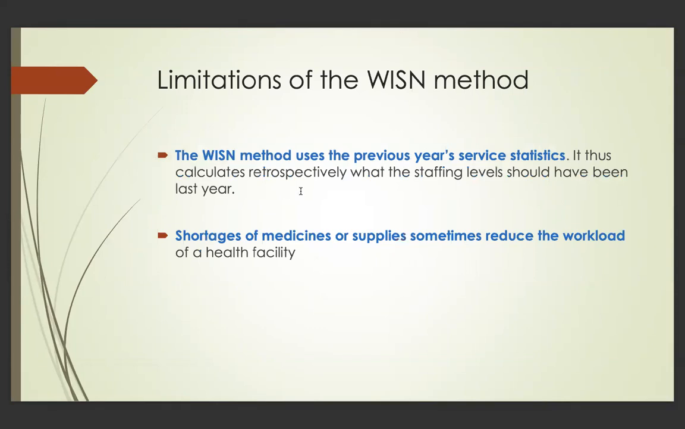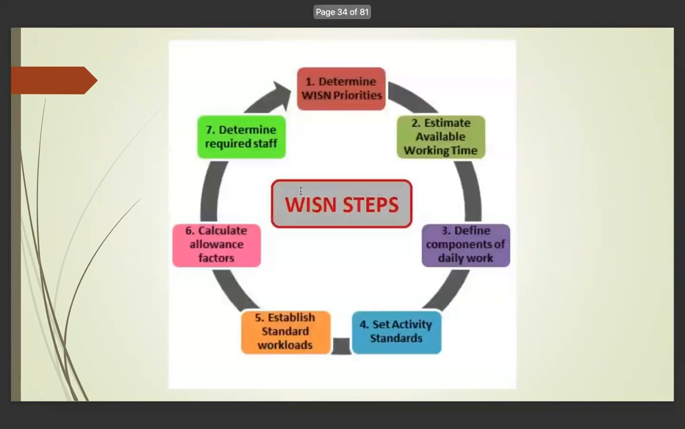Now, the third one is the Wyzen method uses the previous year's service statistics. It thus calculates retrospectively what the staffing levels should have been last year. The fourth one is the shortages of medicines or supplies sometimes reduce the workload of a health facility. Now we will understand the steps involved.